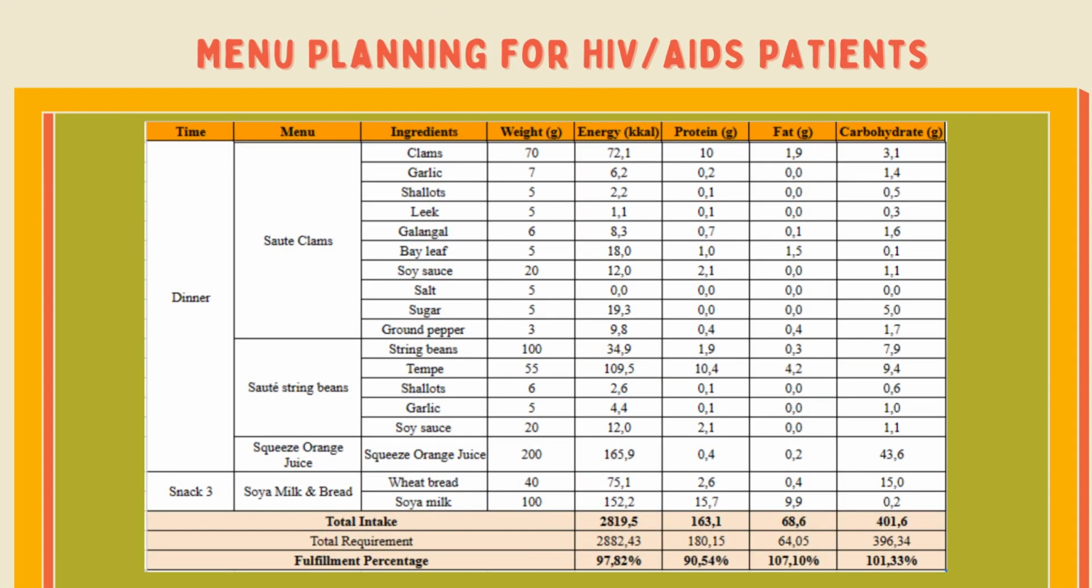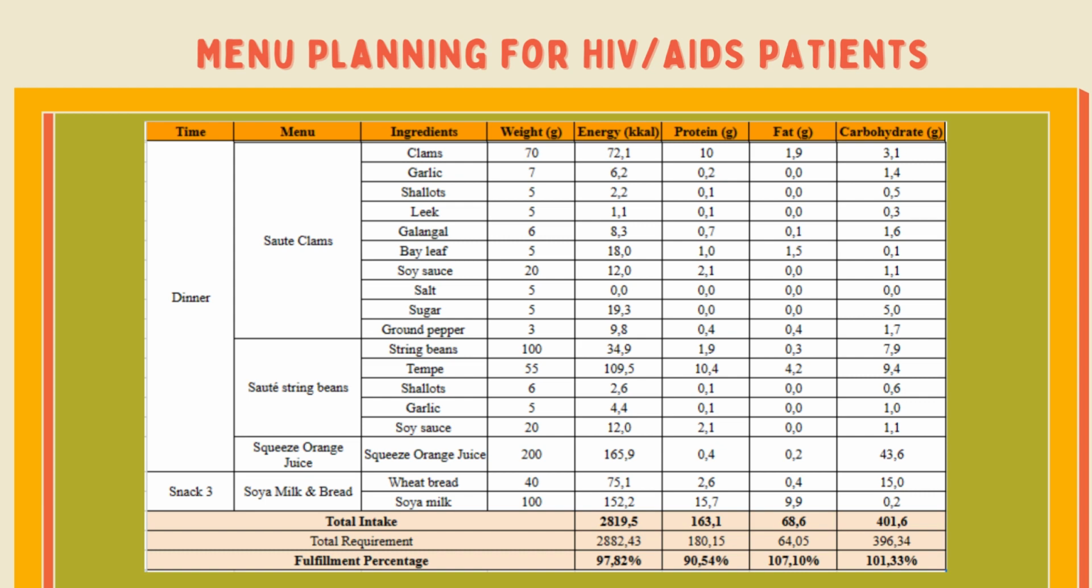For dinner, we made porridge with ingredients malt white rice, salt clams with ingredients clams, garlic, salads, leek, galangal, bay leaf, soy sauce, salt, sugar, and ground pepper. For salt string beans, with ingredients string beans, tempeh, salads, garlic, and soy sauce. For drink, we choose squeezed orange juice. And for snack 3, we made soya milk and bread with ingredients wheat bread and soya milk.